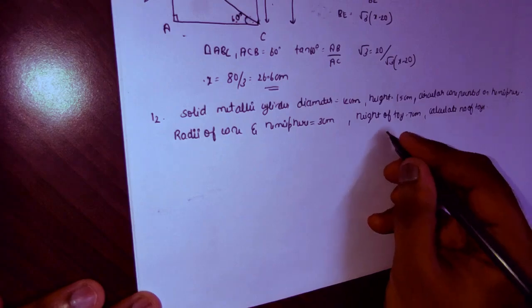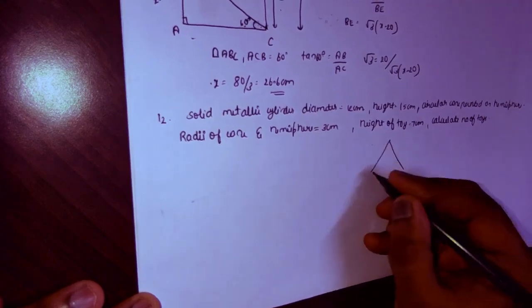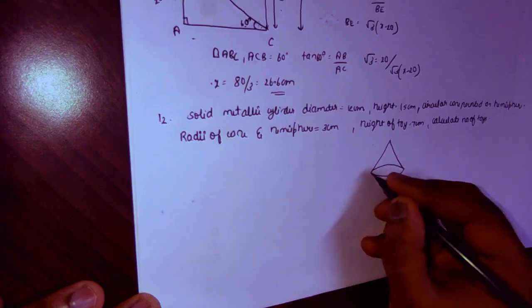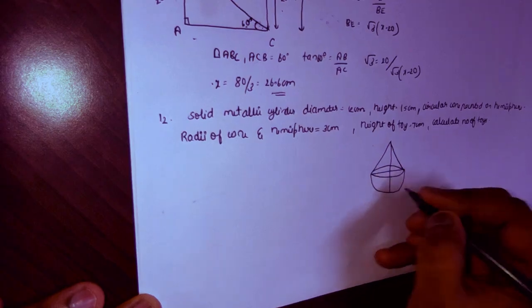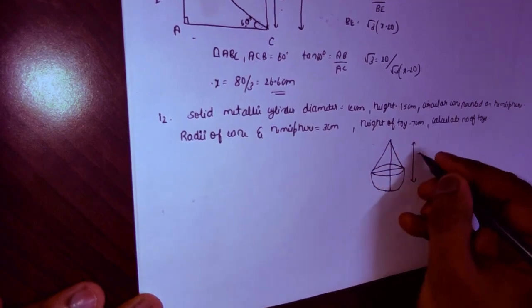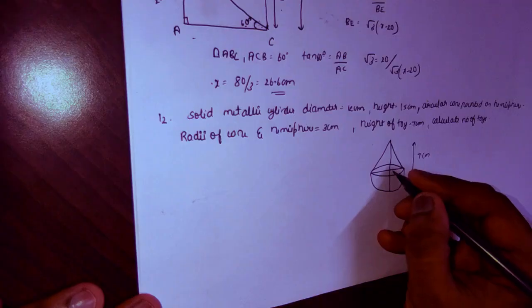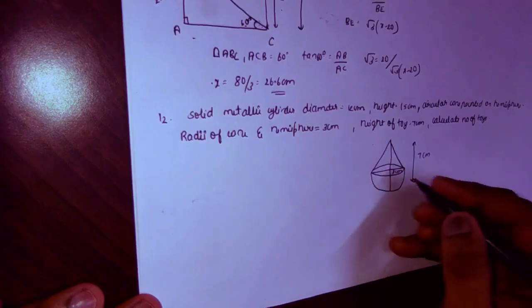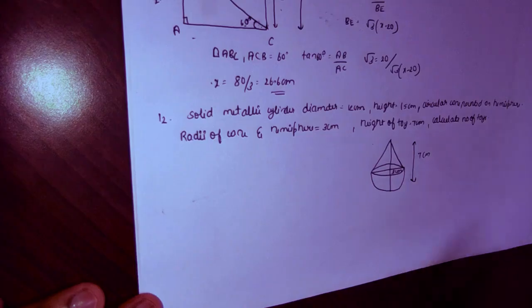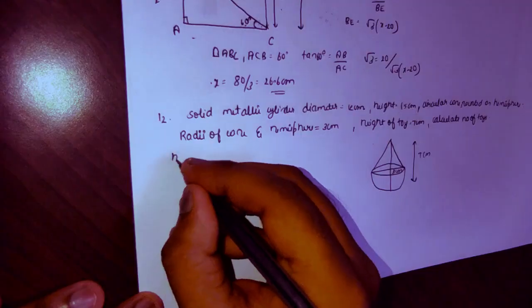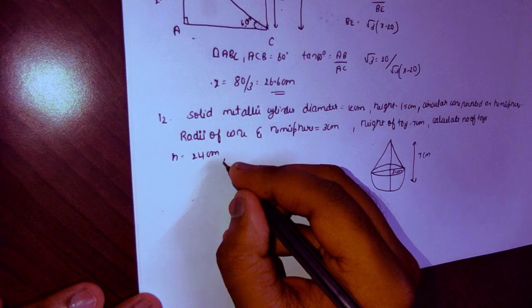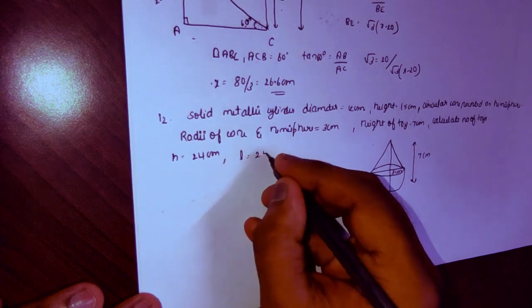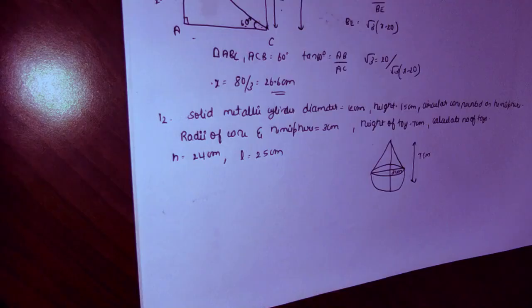We will draw a rough sketch here. This is the given height of the toy, that is 7 centimeter, and the radius of the hemisphere is also given 3 centimeter. Cone radius is also 3 centimeter. We know height of the cone h is equal to 24 centimeter. Slant height of the cone L is equal to 25 centimeter.